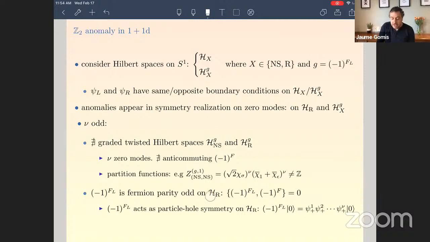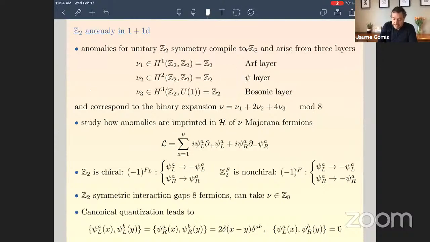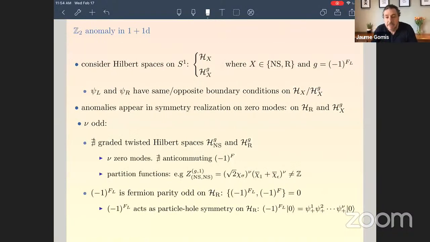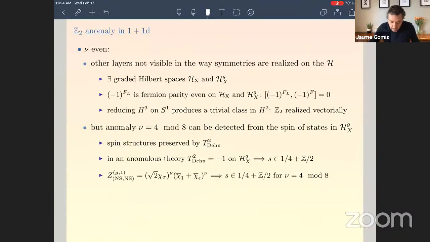Instead, if you decide to look at the untwisted Hilbert space, but in the Ramond spin structure, what you find is that in the Hilbert space, now (-1)^F left all of a sudden anticommutes with the fermion number. So that's very similar to what I said in 0+1 dimensions, where this layer is detected by virtue of the fact that now the symmetry becomes fermion odd. Maybe I was going to say that you can detect other layers by other values of nu by doing other things, but by virtue of time, I will just move on.